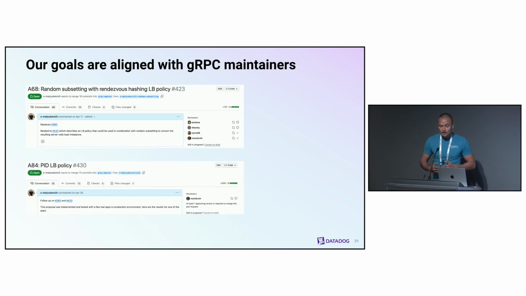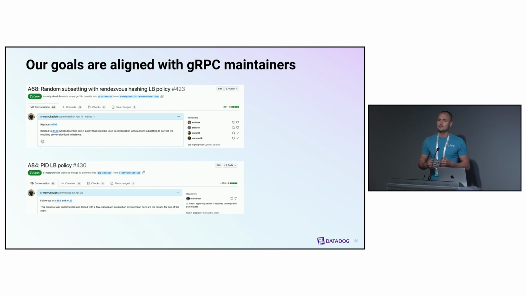I can also mention that providing generic features is a goal that is very well aligned with the goals of the gRPC community and gRPC maintainers. So we submitted 2 gRFCs, one about random subsetting and another about PID, and the first is already merged. The second one is still under review, but didn't get any blocking or negative feedback yet.